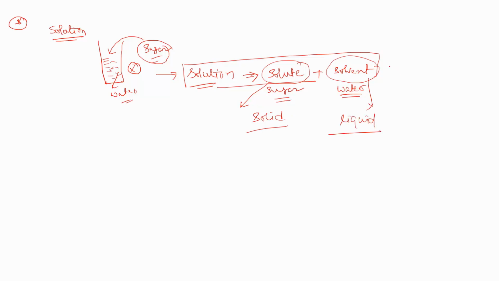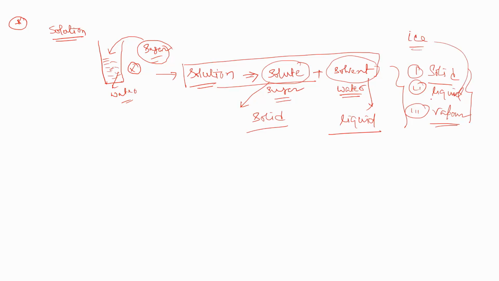We know that every matter has three states: one is solid, second is liquid, and the third is gas. Suppose ice can exist as a solid, it can exist as water, that is a liquid, and it can also exist as a vapor. So it has three states.